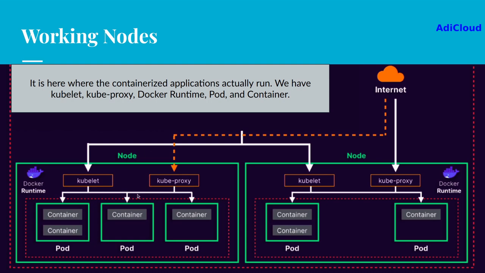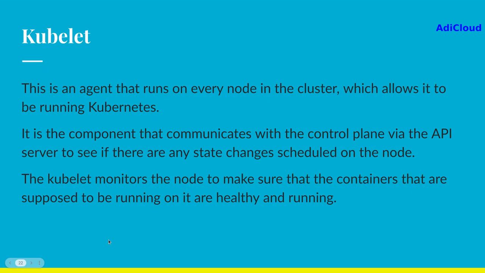So here in a worker node, we have the containerized application actually running. This is the worker node where our application will run, and we will have the kubelet, kube-proxy, Docker runtime, pod, and container. So let's discuss each one by one. The first thing is the kubelet. So what is the kubelet? Kubelet is just like an agent for the worker node, which allows it to be running on Kubernetes.